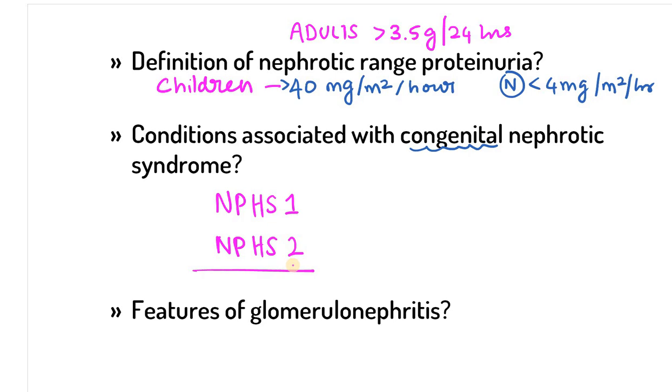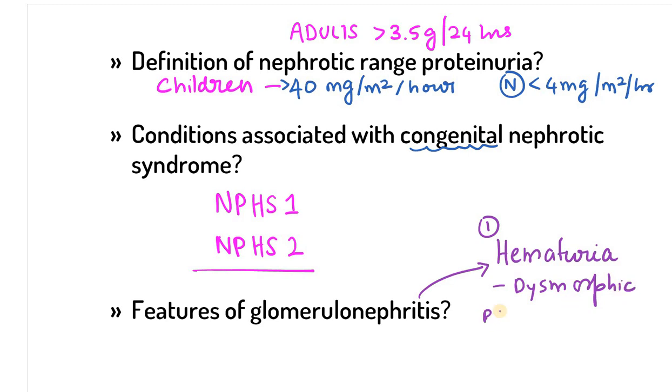Now, what are the features of glomerulonephritis in children is the next question. Please make a note of this. It is characterized by hematuria. Very important point is hematuria. There are so many conditions which can be associated with hematuria. But what is a hallmark of hematuria due to glomerulonephritis? It is the presence of dysmorphic RBCs. Dysmorphic means abnormally shaped RBCs along with RBC cast.